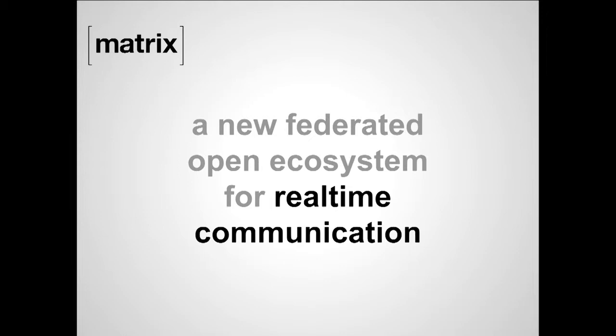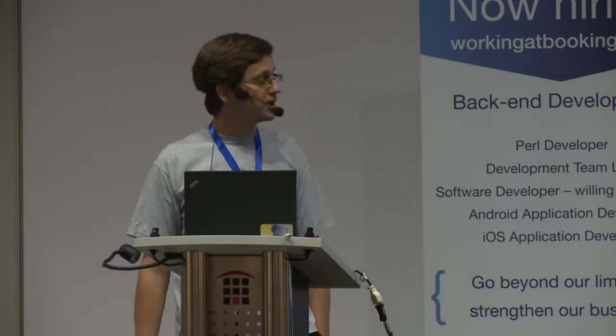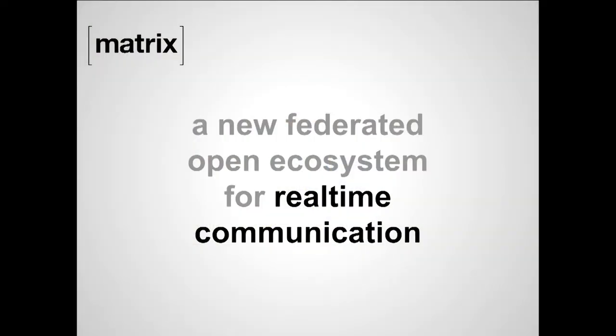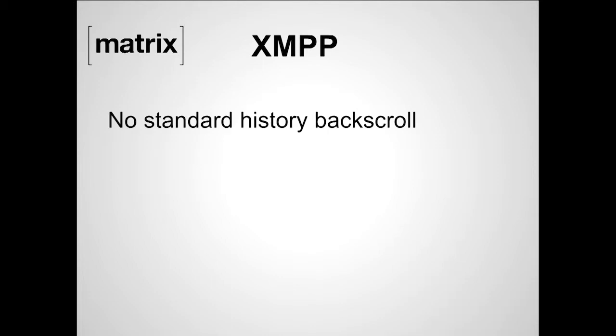Because we've looked at things like email. Email seems to be working pretty well in the world, but it's not very real-time. But otherwise, it seems to do most things very nicely. So we're mostly stealing ideas from there, but we're also stealing a bunch of things from XMPP. Because XMPP has some problems.